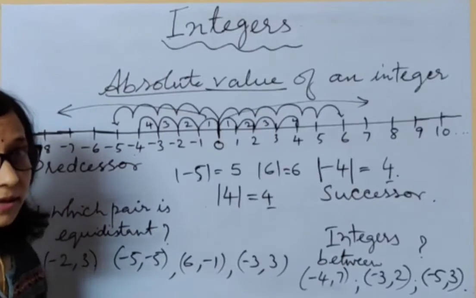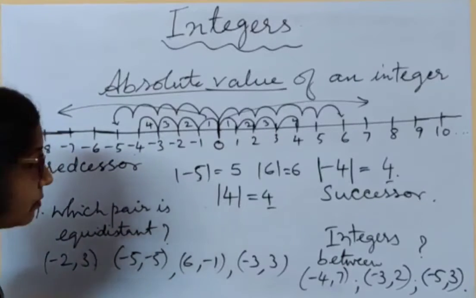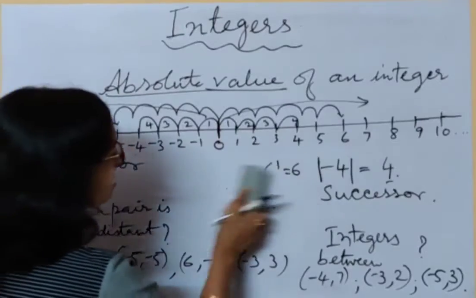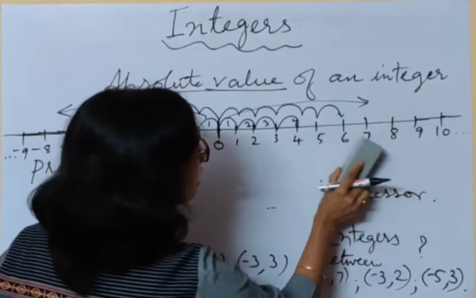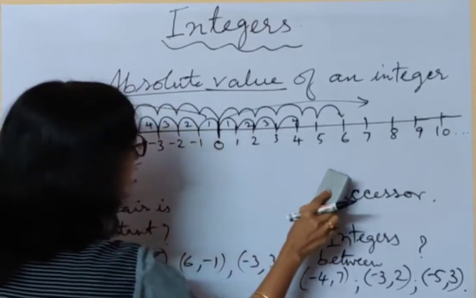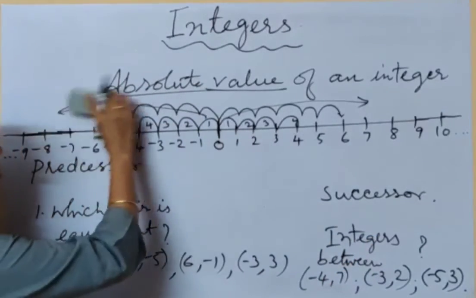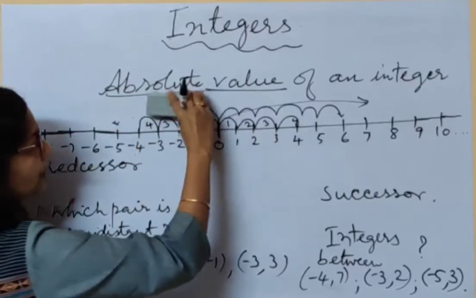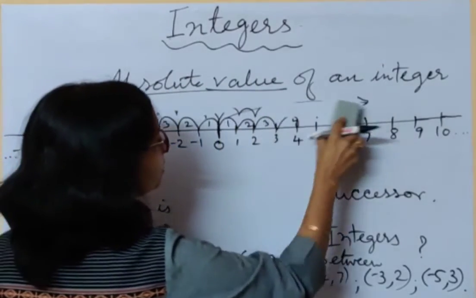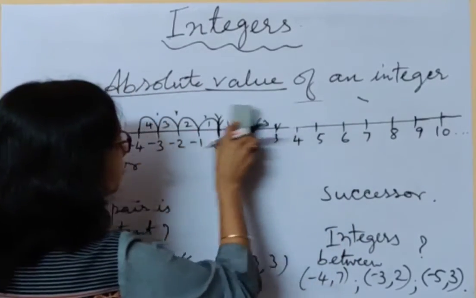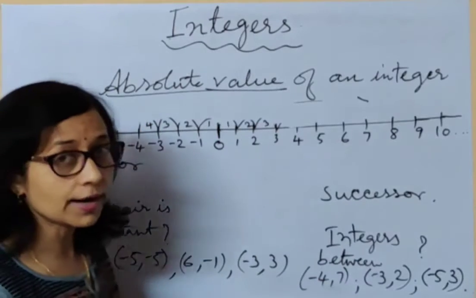I hope it is clear with the number line and the explanation. Now let us understand what a predecessor and what a successor is. What is the predecessor of a number? Already you have learned with natural numbers the predecessor and the successor of a number. So how do you find the predecessor? What do you mean by predecessor? So yes, you are right.